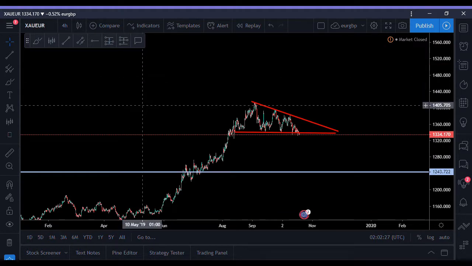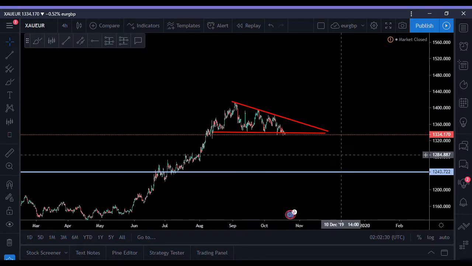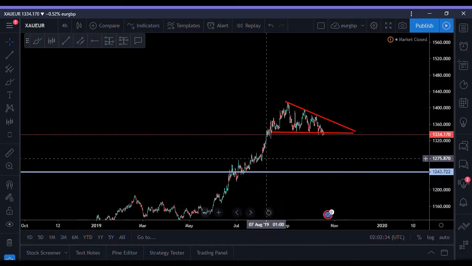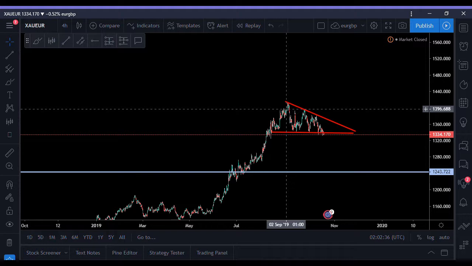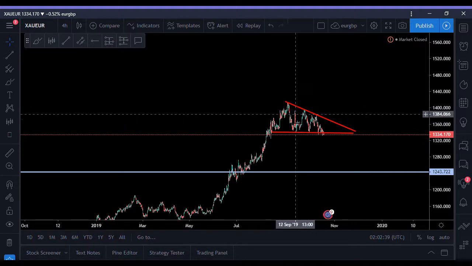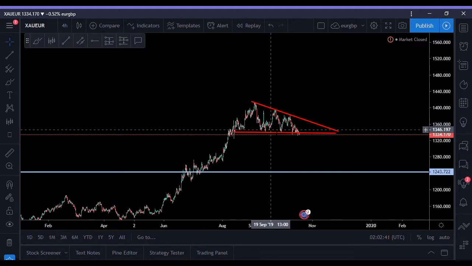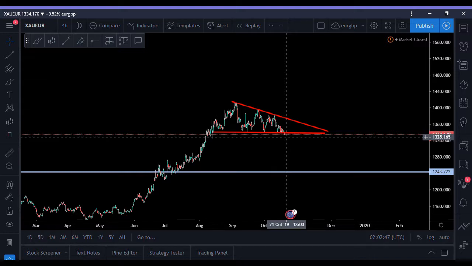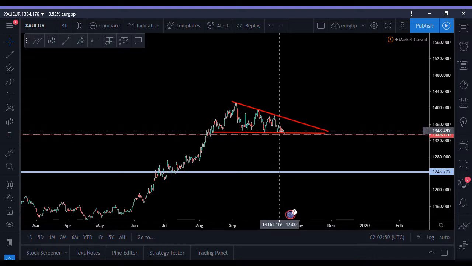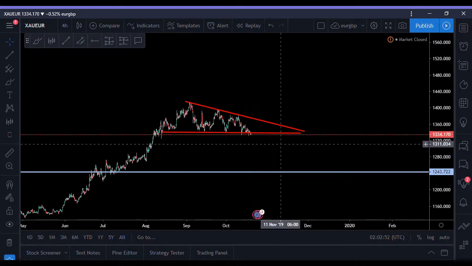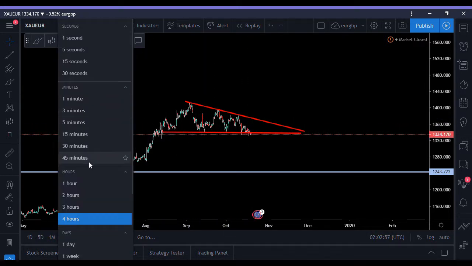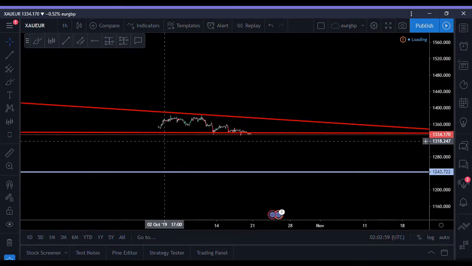Euro gold: we had this rally over May, June, July till September. Then in August it started ranging around this area. So on a bigger time frame, the 4-hour, you had price moving in a triangle, descending to this area. This is not really the price action that I prefer, but since this is a triangle, let me just go on a 1-hour time frame.